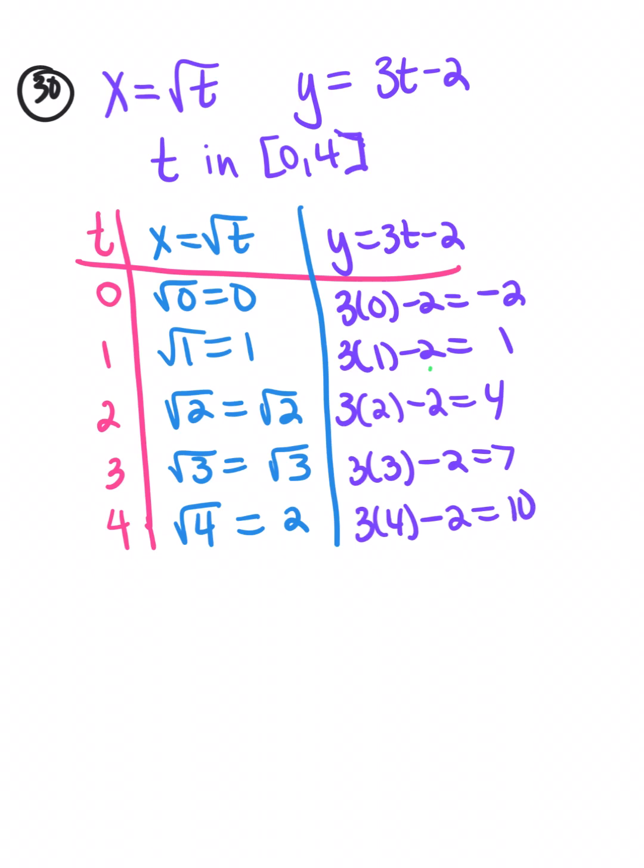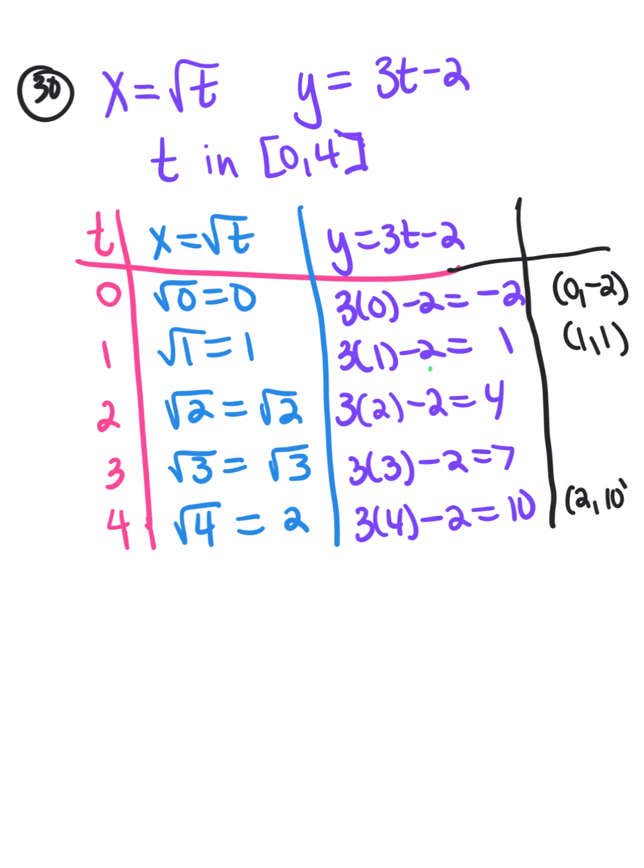Now I'm just going to pick the points that are perfect so it's easy to graph. So my perfect points: when x is 0, y is negative 2. When x is 1, y is 1. I'm going to skip the square root of 2, 4, and square root of 3, 7, but the last point is 2, 10. So when I graph this, here is 0, negative 2. Here's 1, 1. And here's 2, 10.